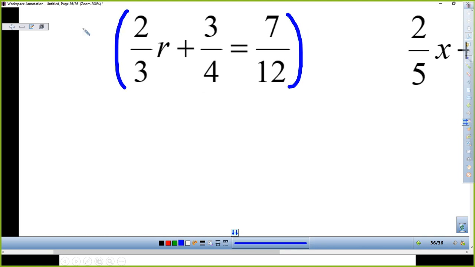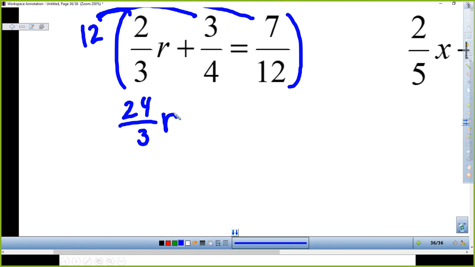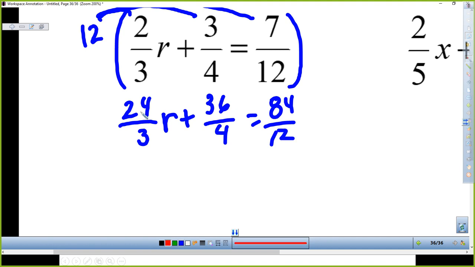So that is 24 over 3r plus 12 times 3, that's 36 over 4. 12 times 7, that's 84 over 12. Now, Mr. Q, why did we do that? Because on the next step, we simplify the equation to get rid of the fractions. Watch. What is 24 divided by 3? 8r plus. What's 36 divided by 4? 9. And what's 84 divided by 12? 7. All right, and the rest is history.